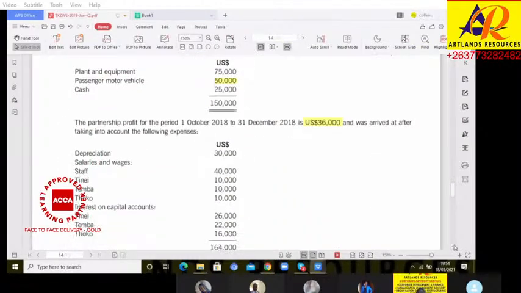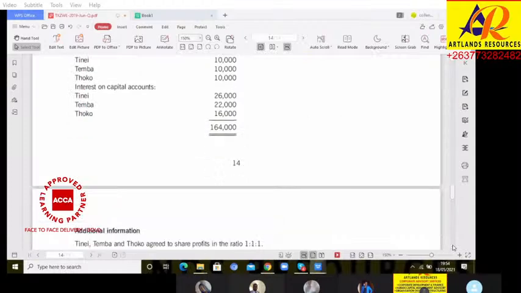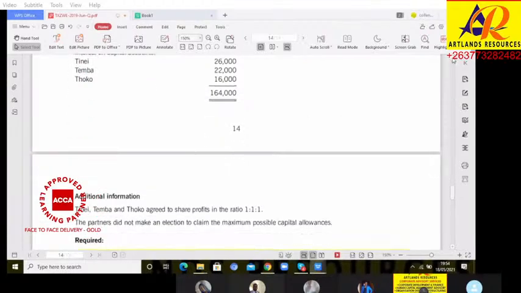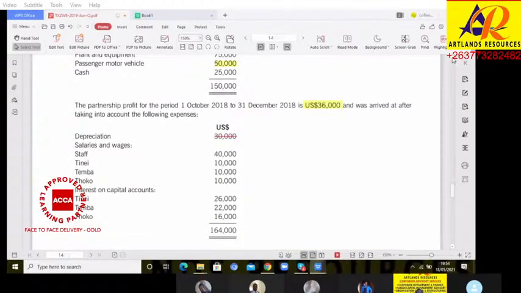You just come here and say net profit 36, add depreciation, a prohibited deduction. You add it back.